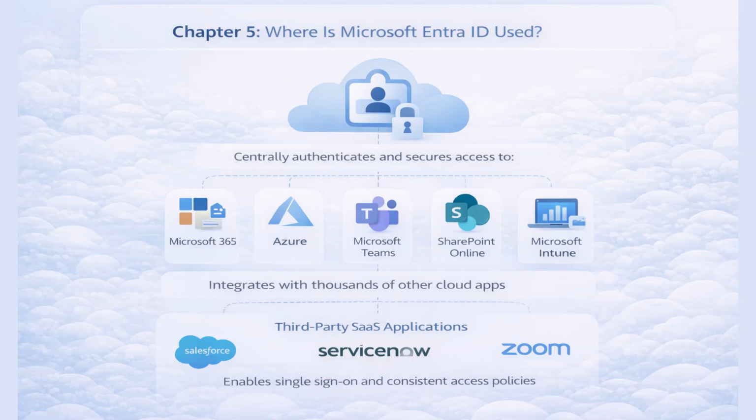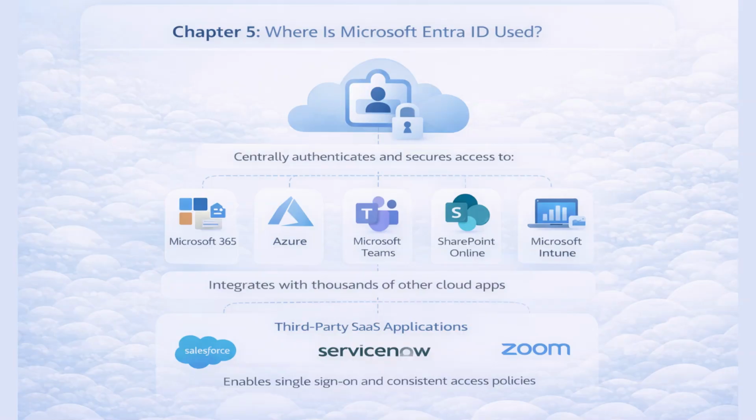Microsoft Entra ID is commonly used with Microsoft 365 for email, collaboration, and document sharing. It's used with Microsoft Azure to control access to cloud resources and management portals. It secures access to Microsoft Teams, including meetings and guest collaboration. It protects content in SharePoint Online using identity-driven permissions, and it works with Microsoft Intune to enforce device compliance and access policies beyond Microsoft services.